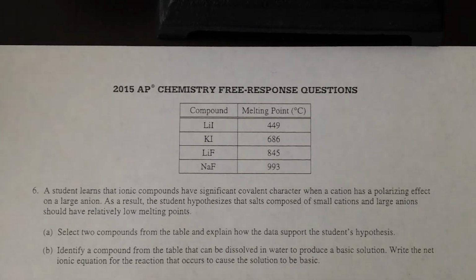This is one of the short ones. You only got 2 parts, A and B. Likely that they're both 2 points as we go through this thing. So 4 total points here. They give us 4 different compounds.